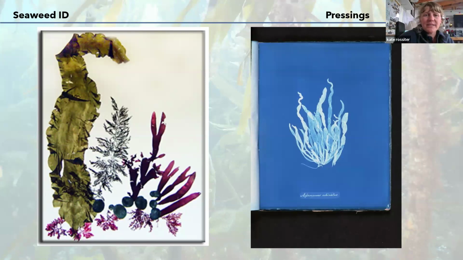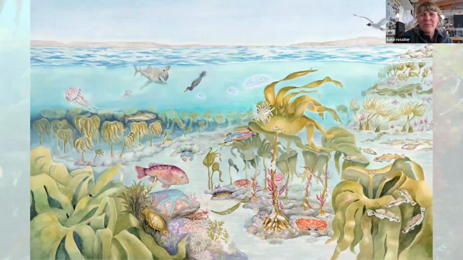And so here's just some examples of some pressings from online. You can also do sun prints if you want. This was very common in the Victorian era. And they can look really pretty as well, but they're not so great for creating a species record necessarily, or a print that can be used in a scientific context.